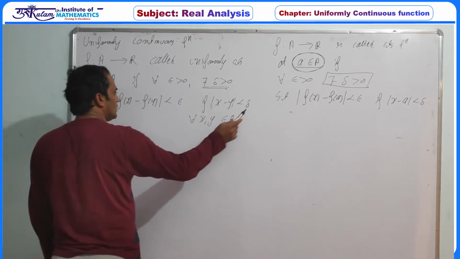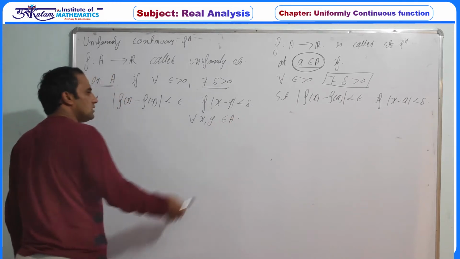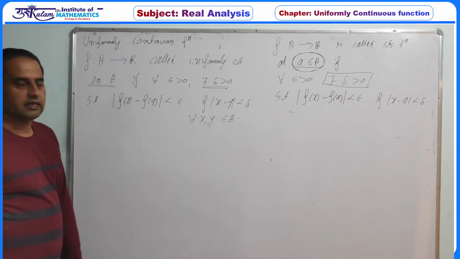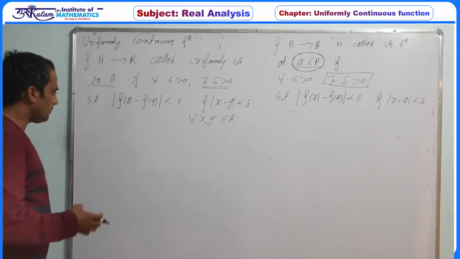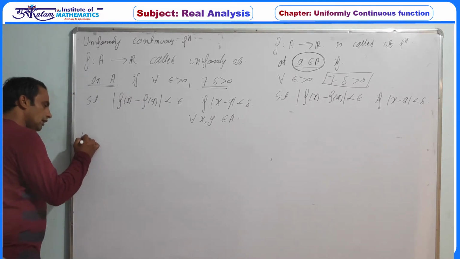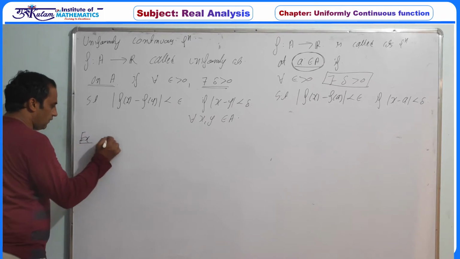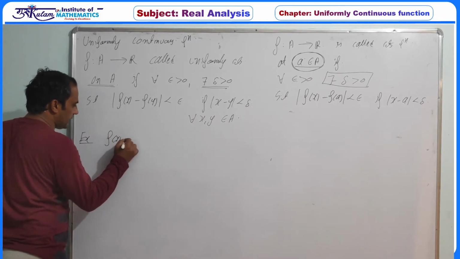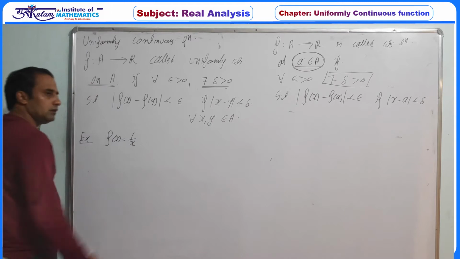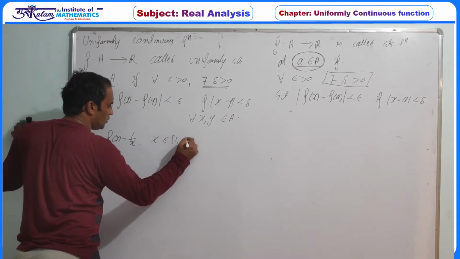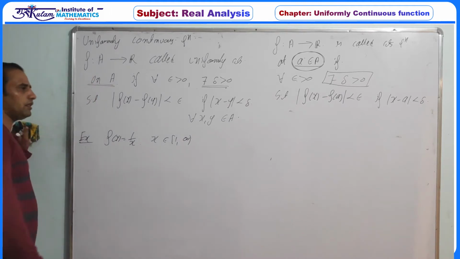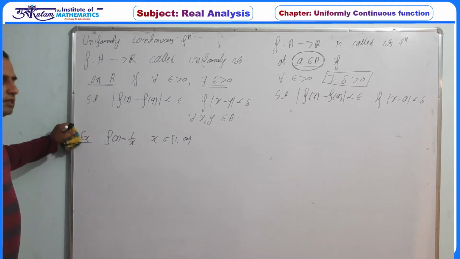So the existence of delta does not depend on the points x and y, it only depends on epsilon. For example, take f(x) equal to simply 1 by x, with x belonging to the closed interval from 1 to infinity. Now we have to verify whether this is uniformly continuous or not.